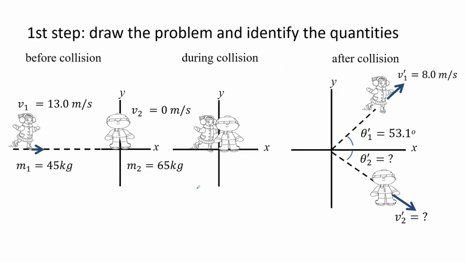First we draw the problem and identify the quantities. We see here that the problem is an example of collision in two-dimensional motion. We note that after the collision, mass 1 moves in the first quadrant, and we assume that the direction of the second mass would be sensible: it moves in the fourth quadrant, and so it is assumed that mass 2's vertical component is negative.